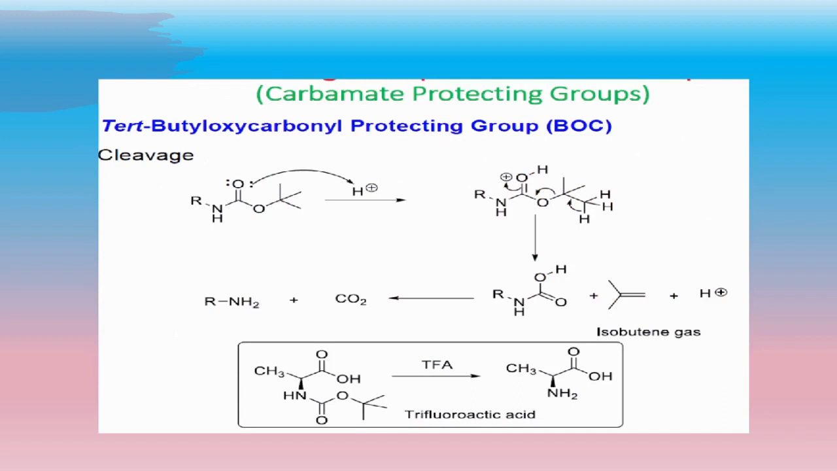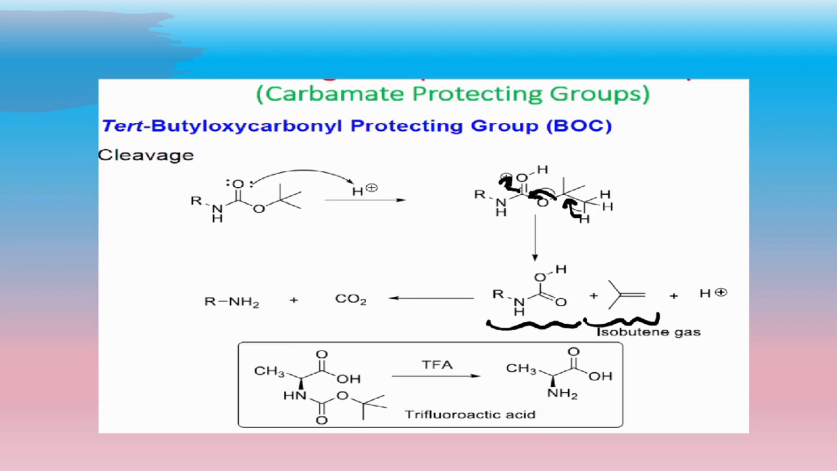Now here you can see the cleavage reaction, and the cleavage is taking place in the presence of acids. So first step is protonation, and after that we can see that from this molecule here, this electron will move this way, and here the electron shift will be like this, and from here isobutene is eliminated, and along with that a carbamic acid is formed.